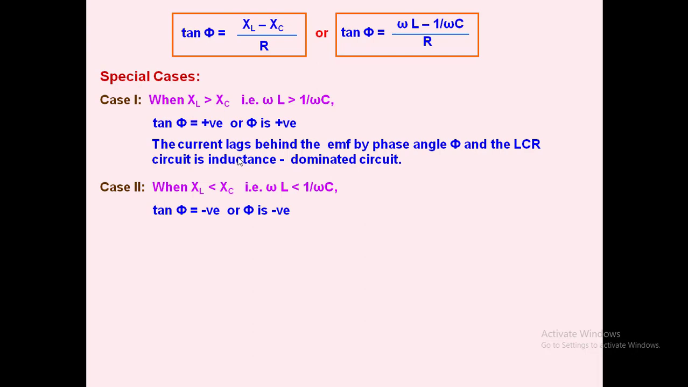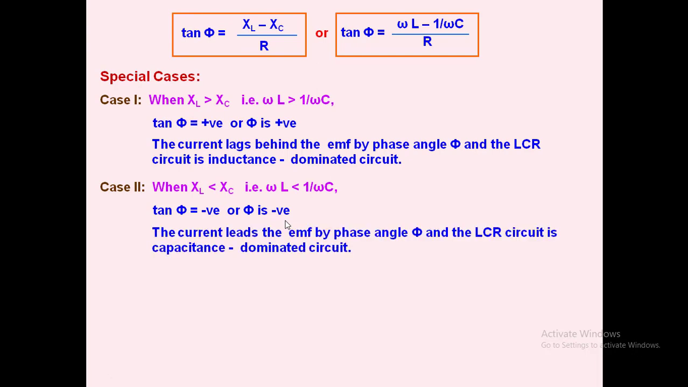Similarly, whenever XL is less than XC, that is omega L is less than 1 by omega C, tan phi becomes negative, because XC is more than XL. So phi becomes negative. Whenever phi becomes negative, current leads EMF by an angle phi, and the LCR circuit is a capacitive dominated circuit. Here the capacitance is going to dominate in the circuit.